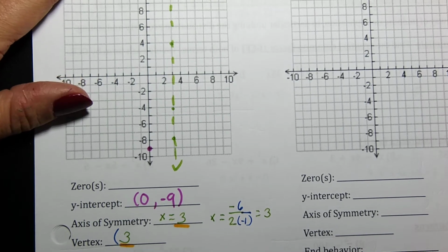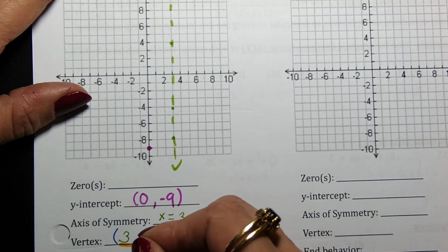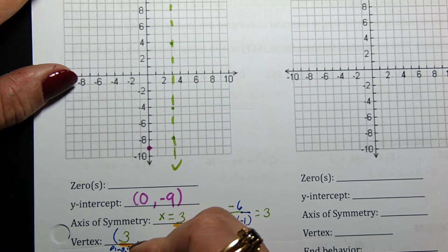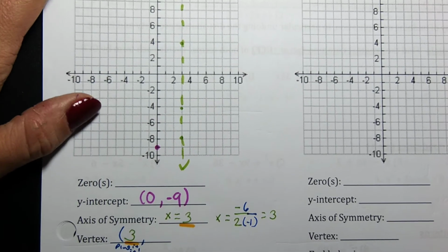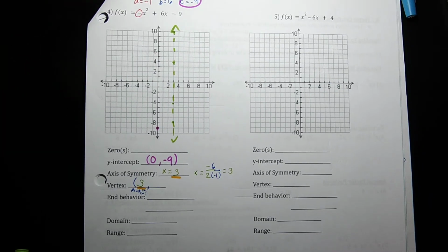How do we find the y coordinate of our vertex? What are we going to do with 3? Plug it in. Plug it in where? To our equation for x. And folks, I'm going to zoom out a little bit here so we can see the whole thing. So we're going to plug the 3 into our equation.